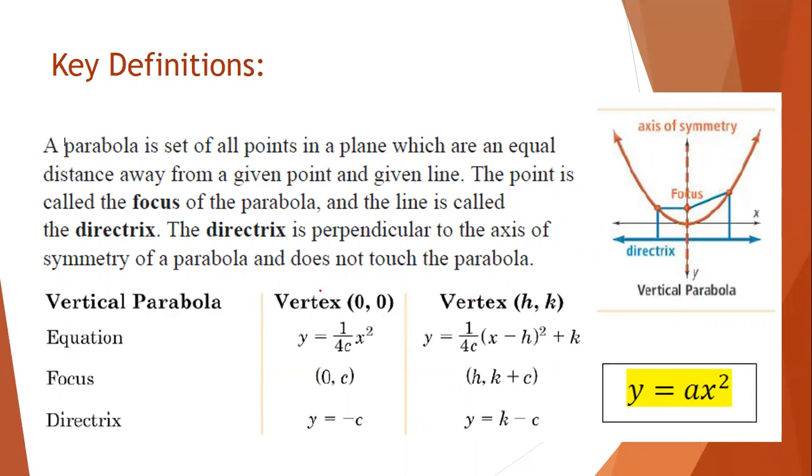So what we're working with here, there are 2 choices for a vertical parabola. You have one where the vertex is at (0, 0), and you have one where the vertex is at (h, k), okay? Our focus is (0, c) if it's at the vertex. If it's not at the vertex, our focus is (h, k plus c). So all of these are variables that either we are given or we have to solve for. But remember, for variables that we're solving, usually you're given 2 of them, and you just have to solve for the one that's missing. And then our directrix is y equals negative c.